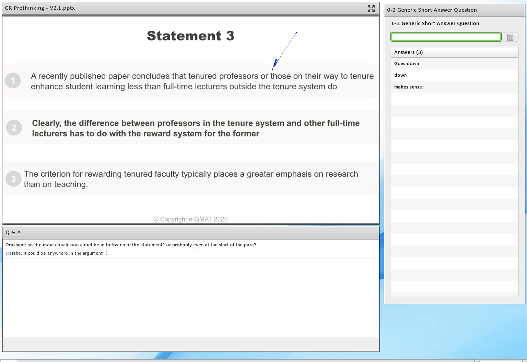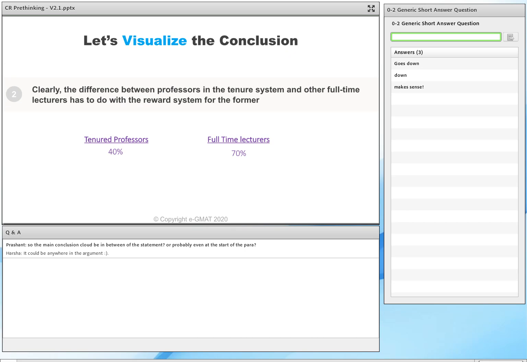First, the author does not dispute the findings of these papers. So where the paper says that tenured professors are those on their way to tenure, the segment of people who teach, they enhance student learning less than full-time lecturers do. So one way to visualize this is that maybe tenured professors only enhance student learning for 40% of the students, whereas full-time lecturers enhance student learning for 70% of the students, okay?